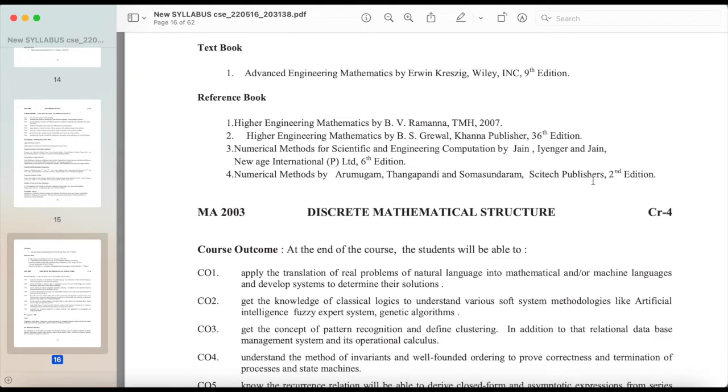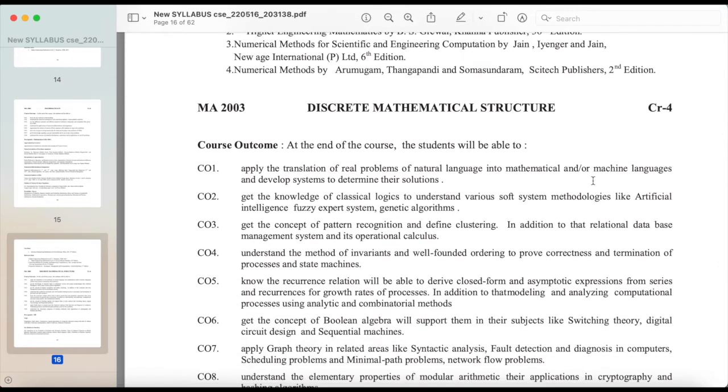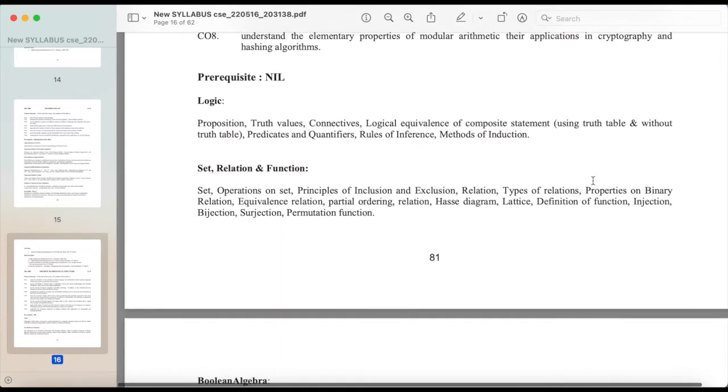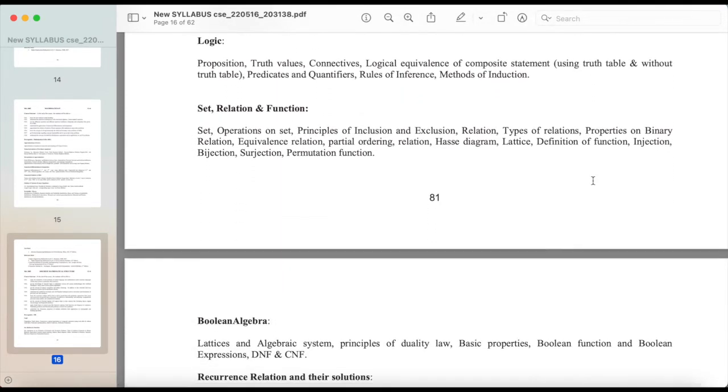3. Numerical Methods for Scientific and Engineering Computation by Jain and Iyengar, New Age International Private Limited, 6th edition. 4. Numerical Methods by Arumugam, Thangapandi and Somasundaram, Scitech Publishers, 2nd edition.